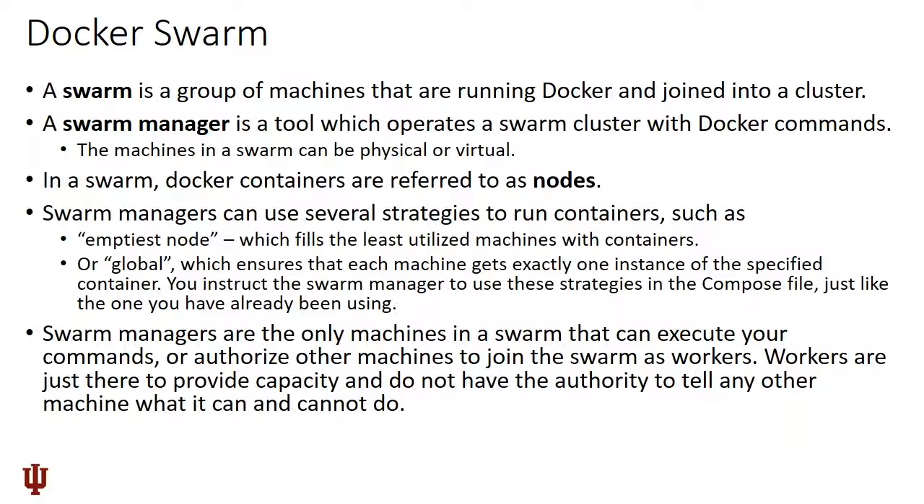In a Docker Swarm, often the Docker machines are referred to as nodes. That's naturally a history based on supercomputing, where we often refer to multiple machines as nodes. A Swarm manager can use several strategies to run containers. This includes, for example, the emptiest node, which fills the least utilized machines with containers, and a global mode, which ensures that each machine gets exactly one instance of a specific container. And you can also construct the Docker Swarm with information about how you would like to do the mapping yourself.